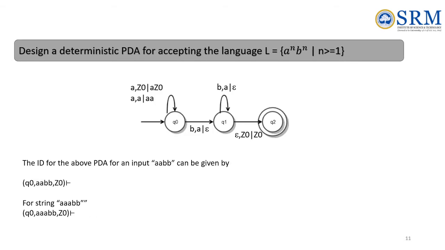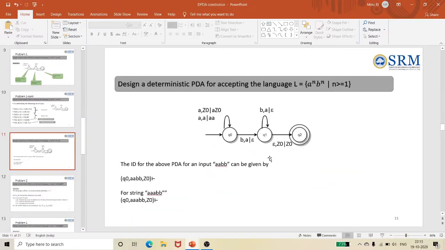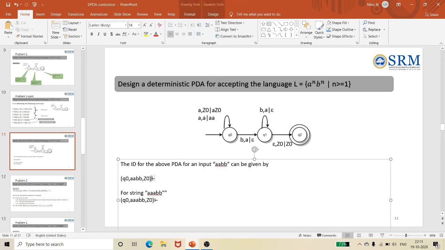The next one is writing the instantaneous description. For this, let me consider a string AABB, and for the ID, the turnstile symbol is very important.